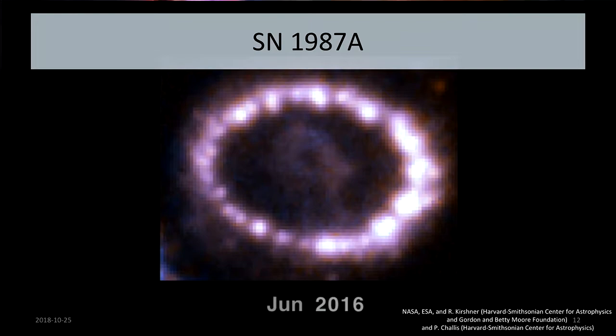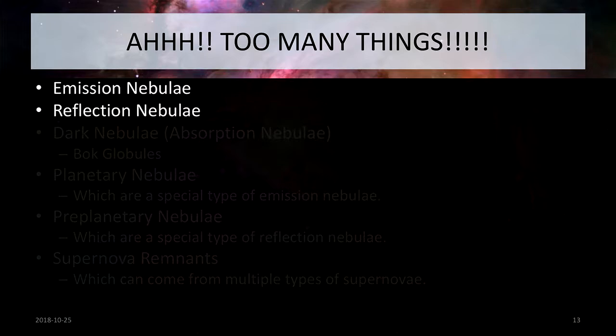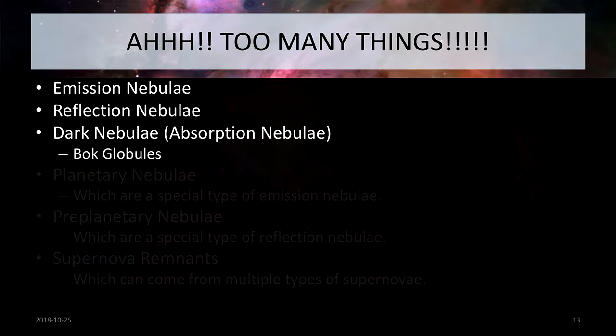So that is a wonderful thing, but we've gone over so many things, it's worth actually slowing down and taking a look and trying to figure out context and other things. So we've talked about emission nebulae and reflection nebulae and dark nebulae, also known as absorption nebulae, which are all sort of in that category of diffuse nebulae, where we also have Bok globules in the category of dark nebulae.